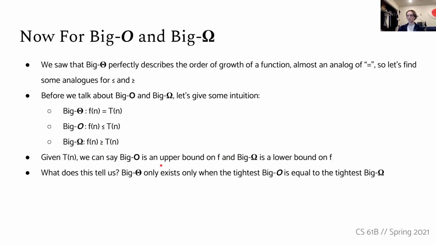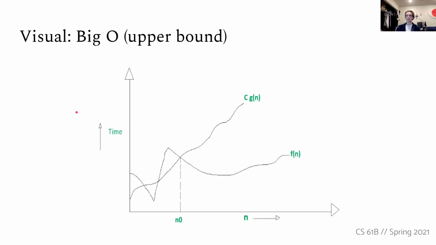So how do we use this for big theta? Well, when big O and big omega are representing the same function, then that implies big theta exists, because if we're upper bounding and lower bounding on the same exact function, then these two functions must be equal, which implies our big theta is our function here. And so let's look at some visuals to understand this.